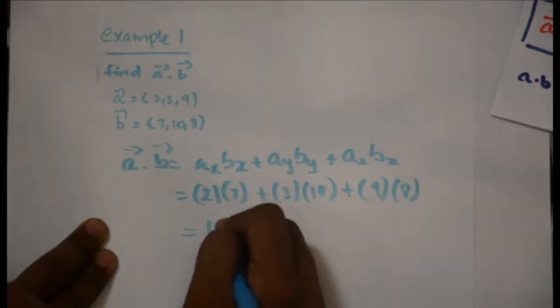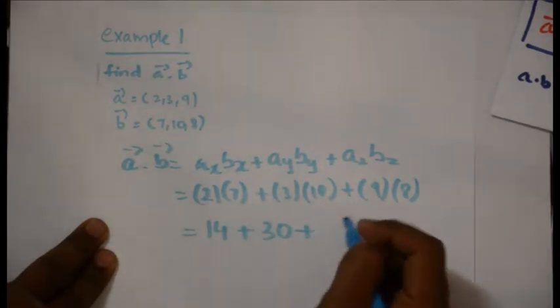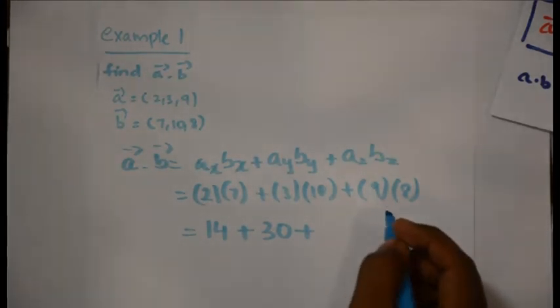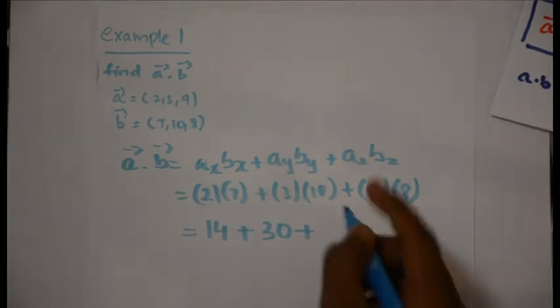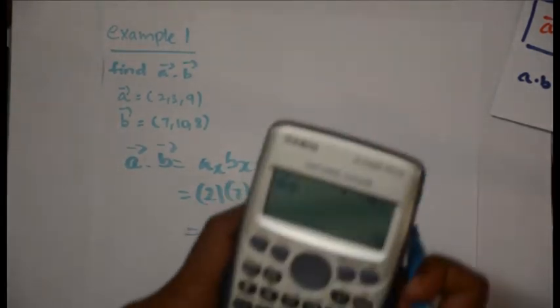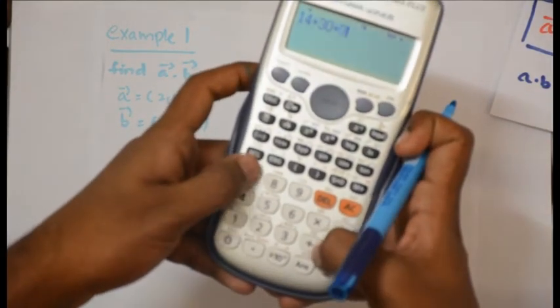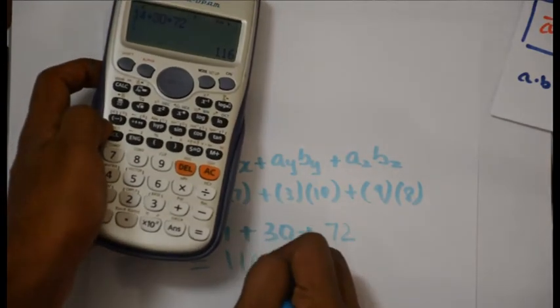And this is equal to 14 plus 30 plus 9 times 8, which is 72, which is equal to 14 plus 30 plus 72, equal to 116.